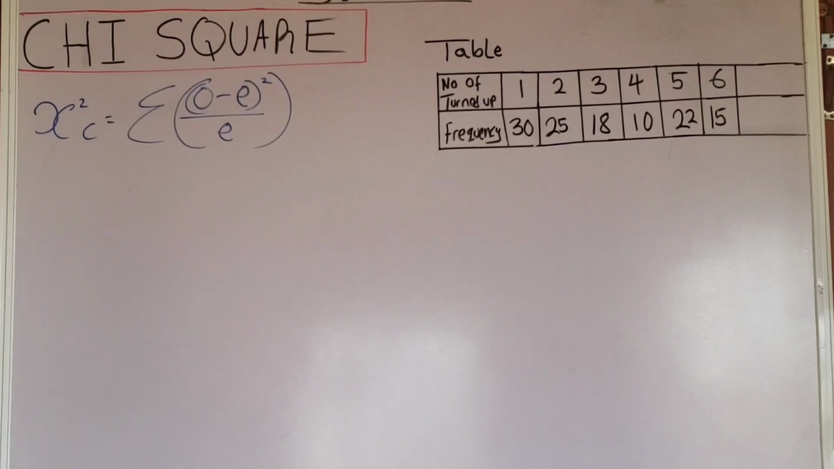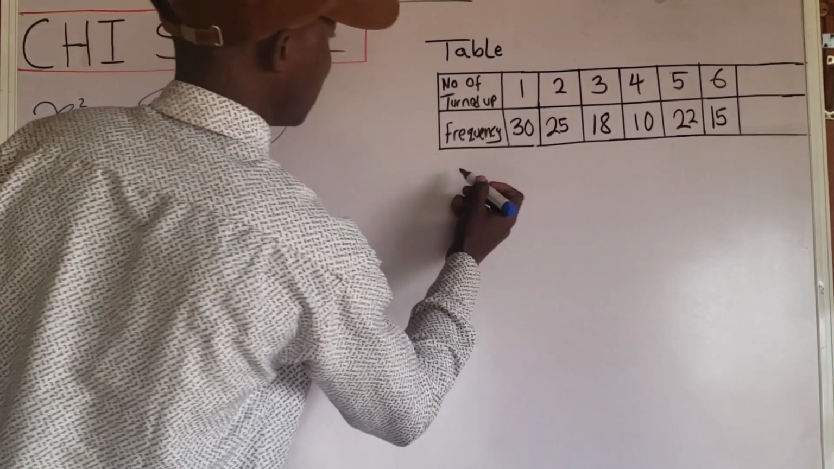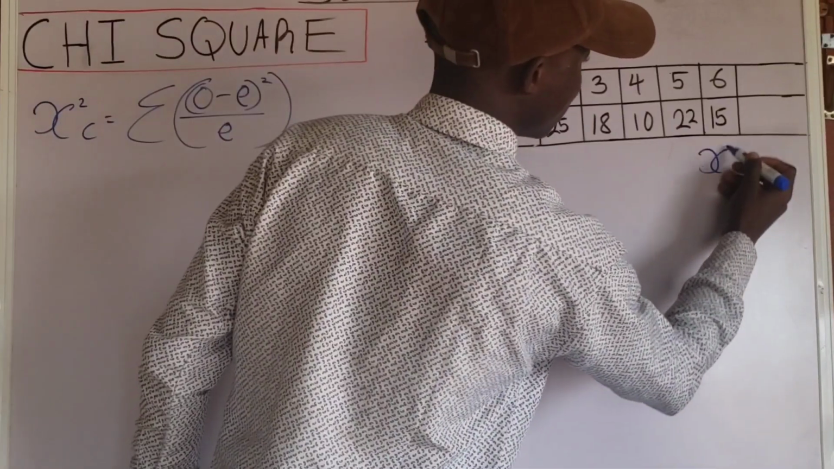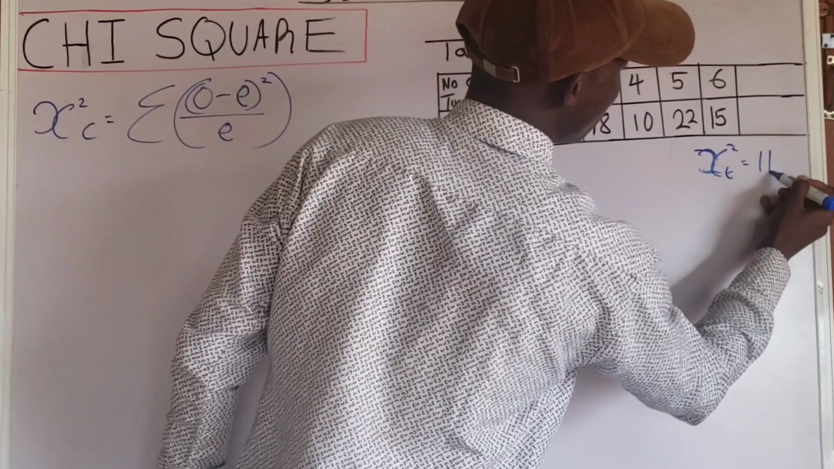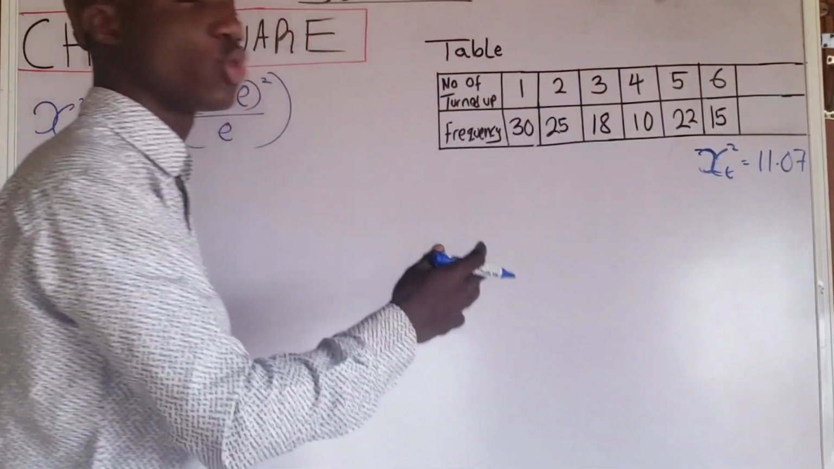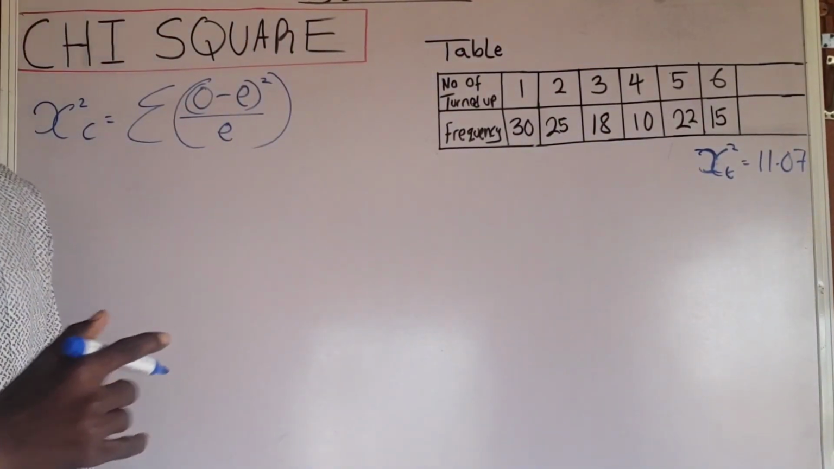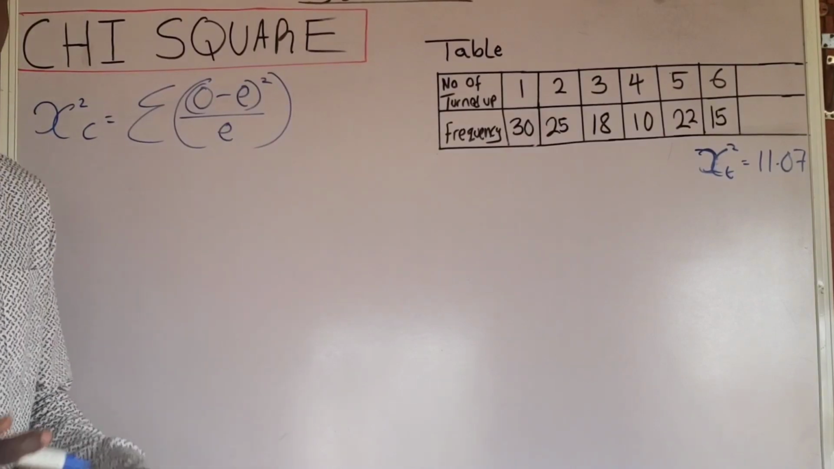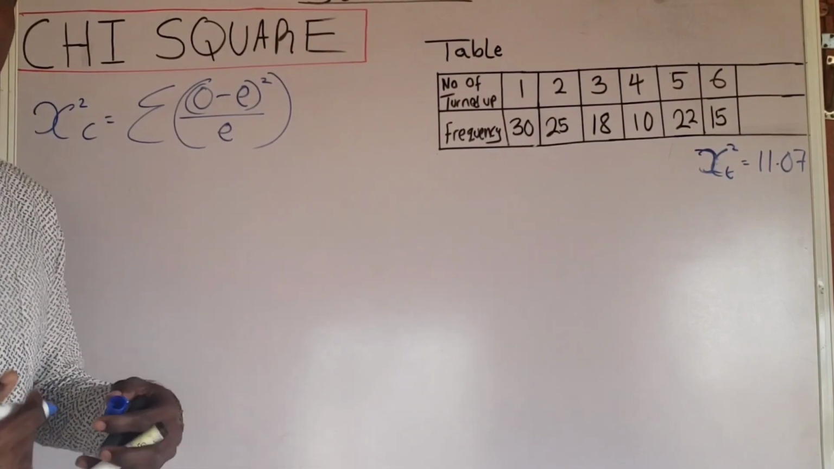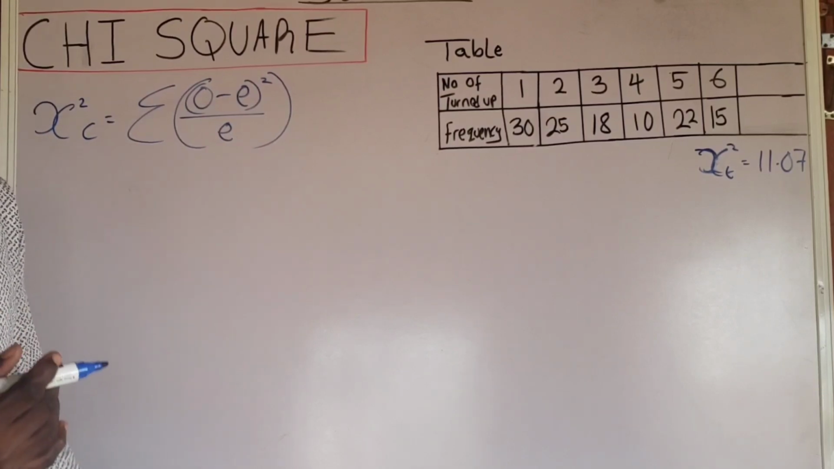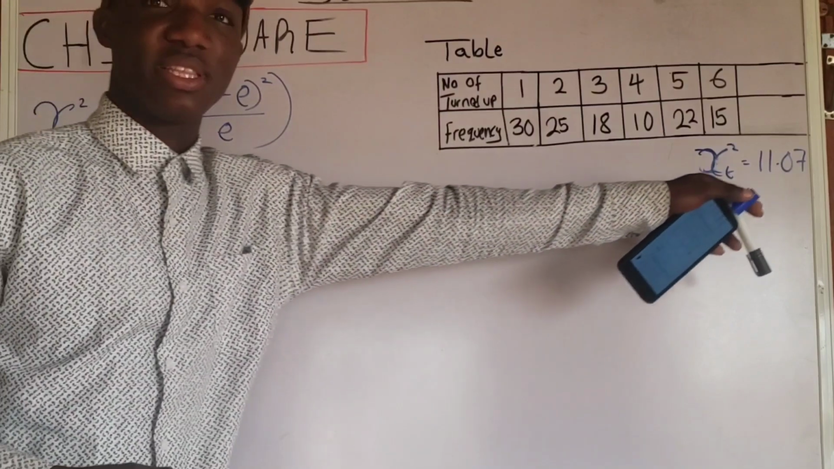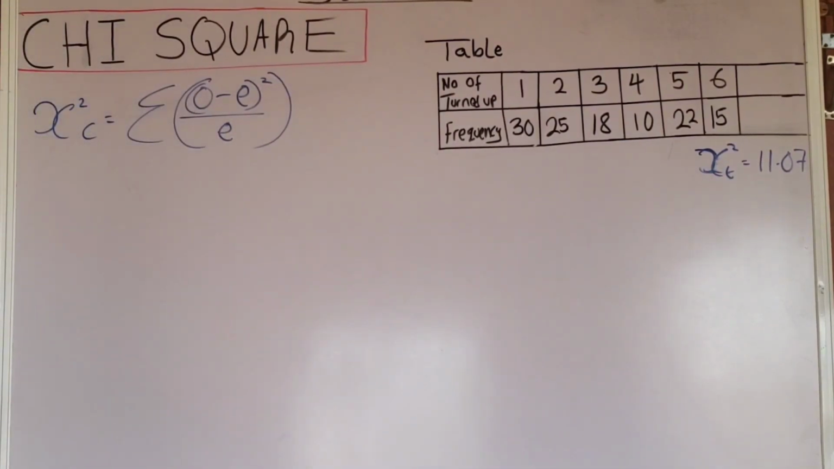Now, in the question we are given that the tabulated chi-squared is 11.07. That is the critical value. I'm going to show you how they got this value using the table, because in some questions you might not be given this value. You will be asked to determine the value by yourself through the table. There is a table whereby you are going to get this. Okay, so let's proceed.